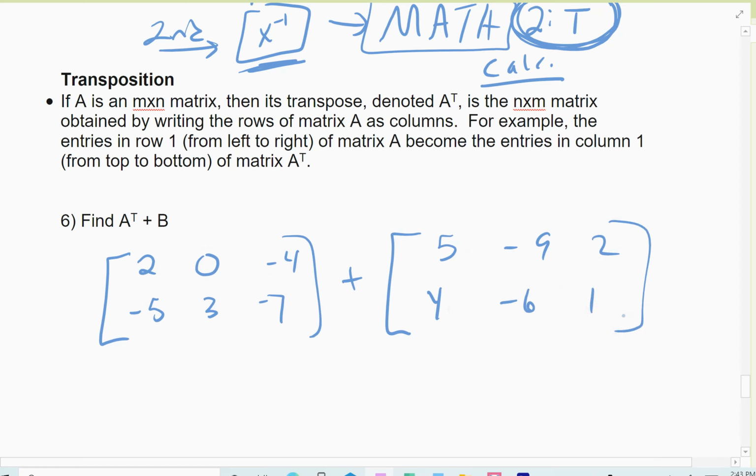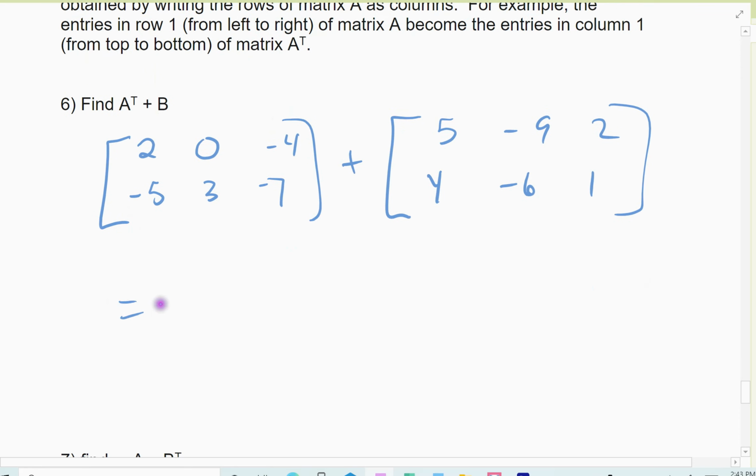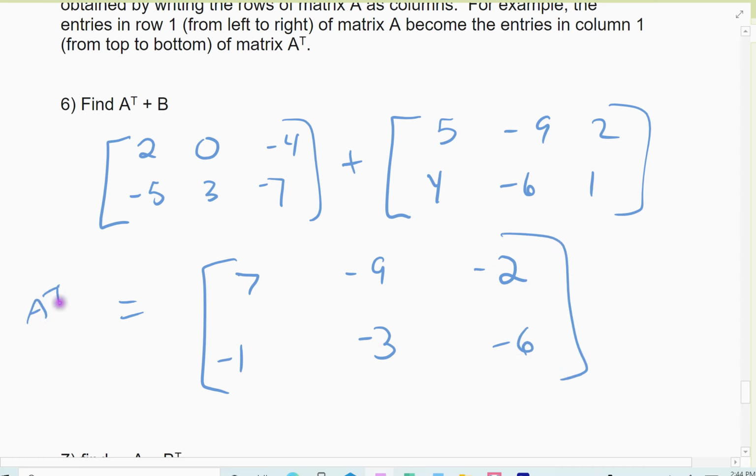And then I can add them, right? I can take A transpose because now they're the same size. And so I just added the like spots. So again, just make sure you're careful when you add. So 7, negative 9, negative 2, negative 1, negative 3, and negative 6. And we add them. So there's my A transpose with B. And then the last one.